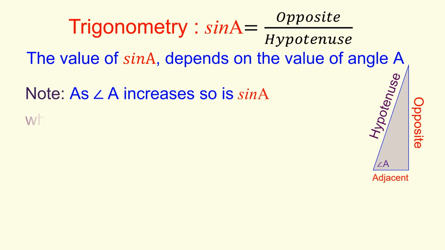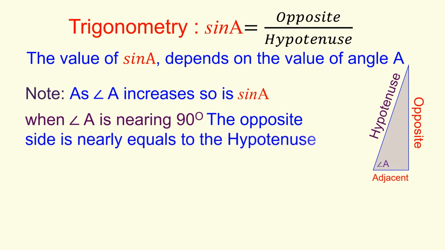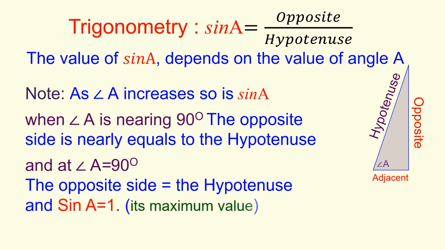When angle A is nearing 90 degrees, the opposite side is nearly equal to the hypotenuse. And when the angle A equals 90 degrees, the hypotenuse equals the opposite, and sine A equals 1. Please note, the maximum value of sine A equals 1.